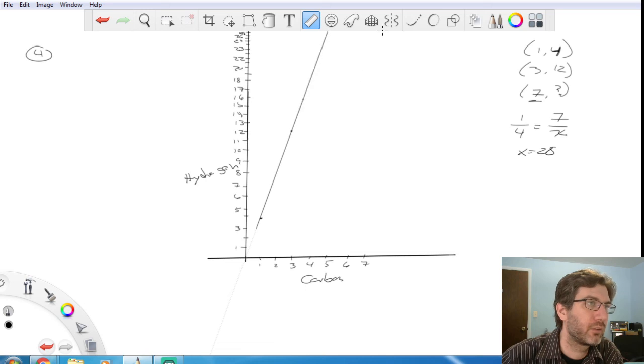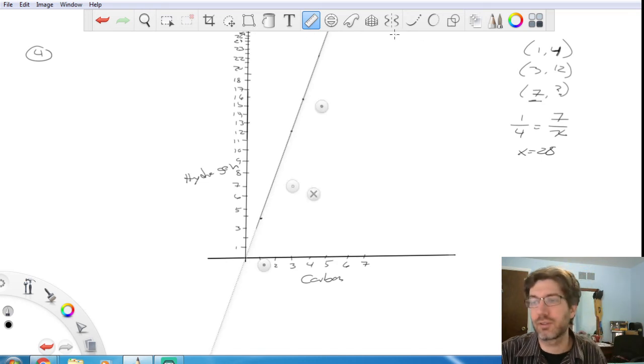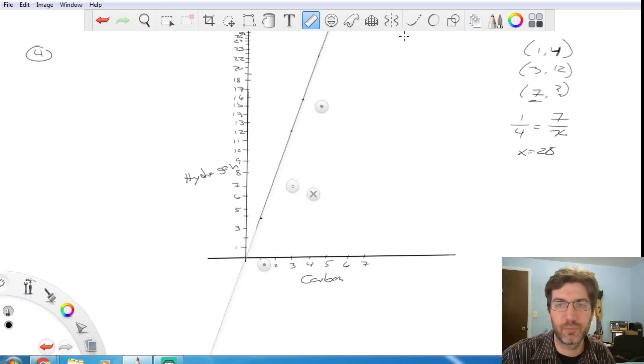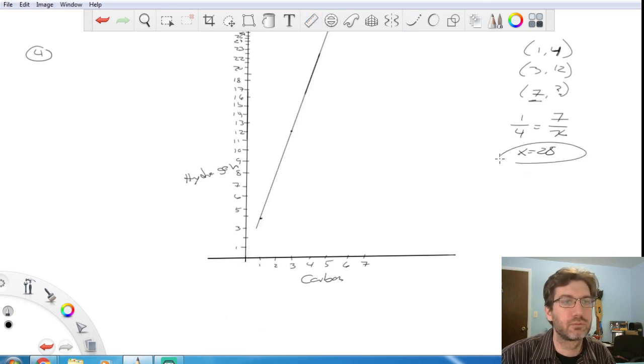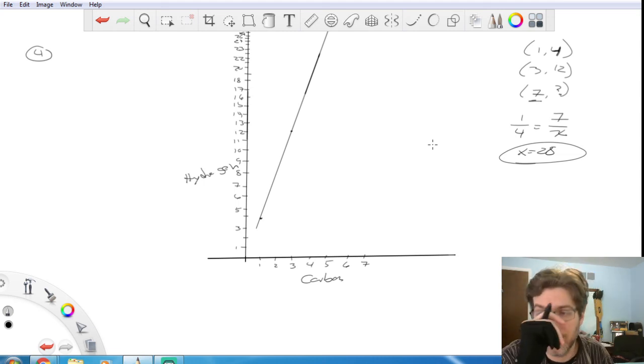And then you can see my scale worked out well. 7 would be around 28 up there. So number 5, your answer is going to be 28. But hopefully you can make a better graph than I can on the computer here. I'm not sure the best way to do it on this program.